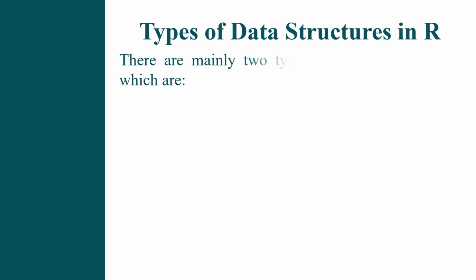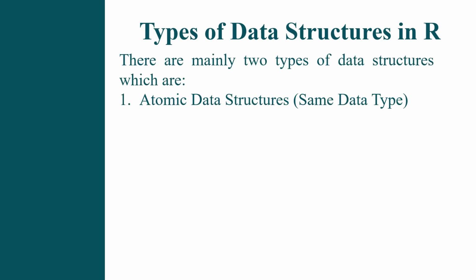Now let's talk about types of data structures. Broadly speaking, R provides two main categories of data structures. The first category is atomic data structures. These structures can only hold elements of the same data type. This includes vectors, which are one dimensional, matrices, which are two dimensional, and arrays, which are multidimensional. All of these atomic data structures are homogeneous, meaning all values inside them are of the same type, like all numbers or all characters or text.